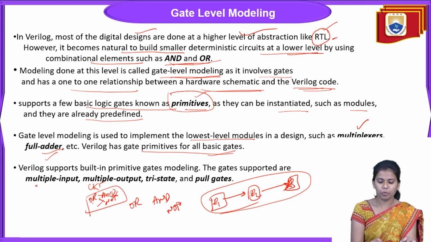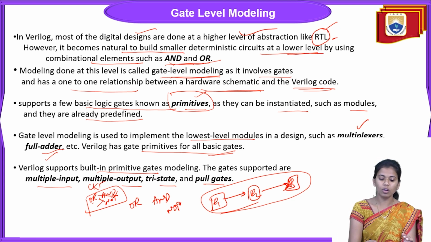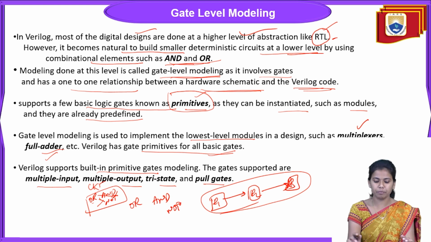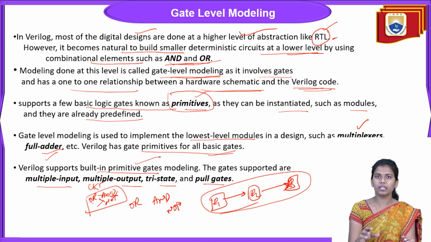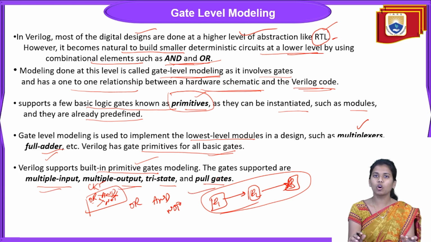So Verilog supports built-in primitive gate modeling. The gates supported are multiple input, multiple output, tri-state and pull gates. Verilog not only supports the basic primary gates, but also helps us build complex gates based on the built-in primitive gates. So these are the multiple input, multiple output, tri-state and pull gates. These are the specifications with which complex designs can be made.